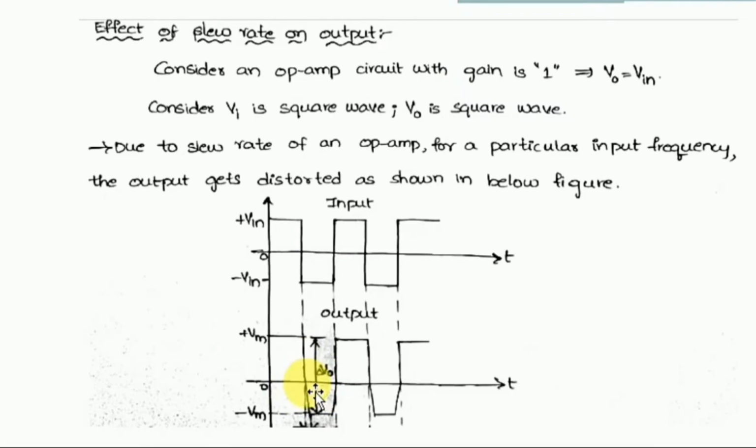Because of the presence of slew rate in the op-amp circuit at particular frequencies, the output waveform will distort. So in order to get a distortion-free output, what must be the value of the slew rate that must be designed for an op-amp? Now we are going to see this with the help of the derivation of the slew rate equation. So let us see how to derive the equation of a slew rate.